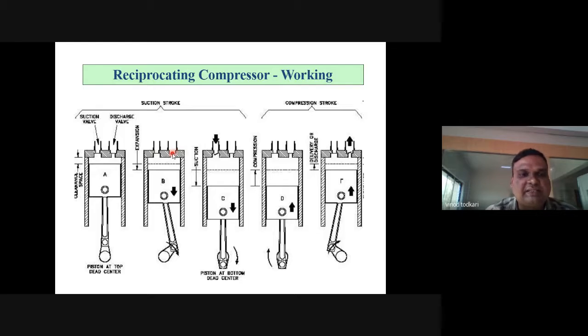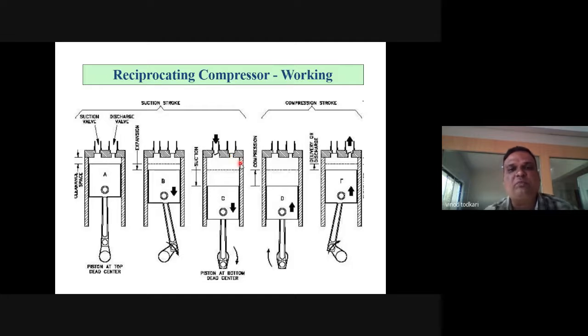Now see, initially both valves are closed. The piston moves from TDC to BDC. When the piston starts moving from TDC to BDC, the pressure inside the cylinder falls, because a vacuum is created, due to which the suction valve or inlet valve opens and air is sucked inside the cylinder. So this stroke is called the suction stroke. What happens in the suction stroke? The piston moves from TDC to BDC, the inlet valve opens and air is admitted inside the cylinder.